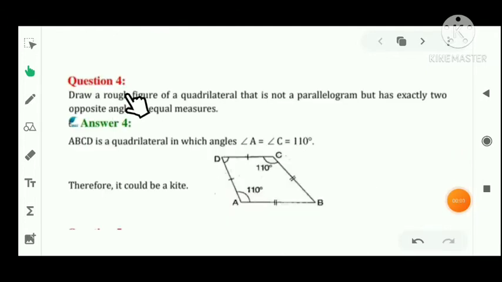Now let's see question number 4. Student, in this question we have to draw a rough figure of a quadrilateral that is not a parallelogram but has two equal opposite angles of equal measures. Like you can see, we have to draw this figure, and you can see opposite angles are equal but opposite sides are not equal. Like AB is not equal to DC and AD is not equal to BC. That means this will be the figure of the kite.